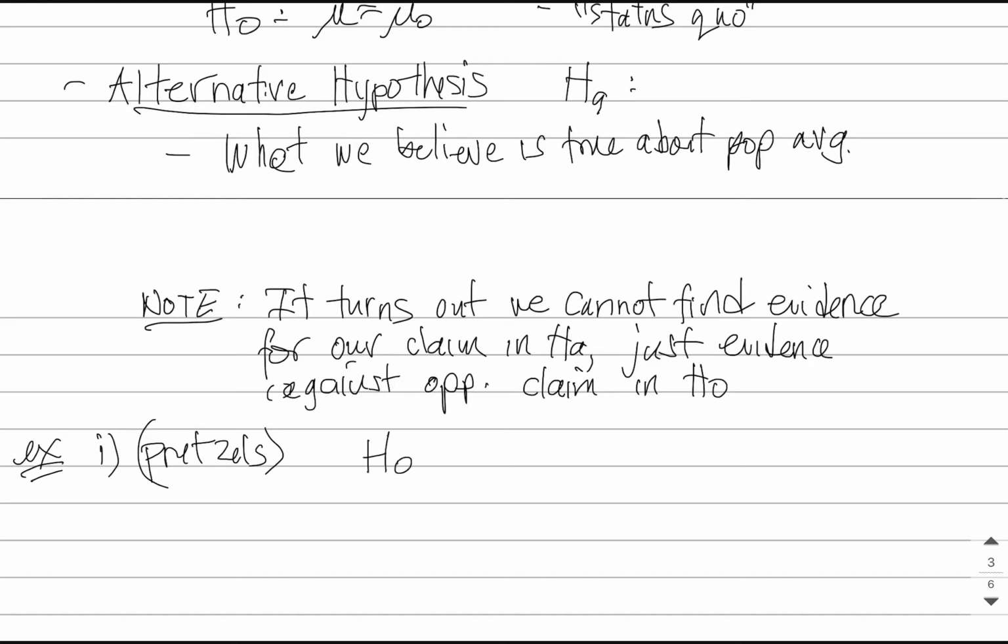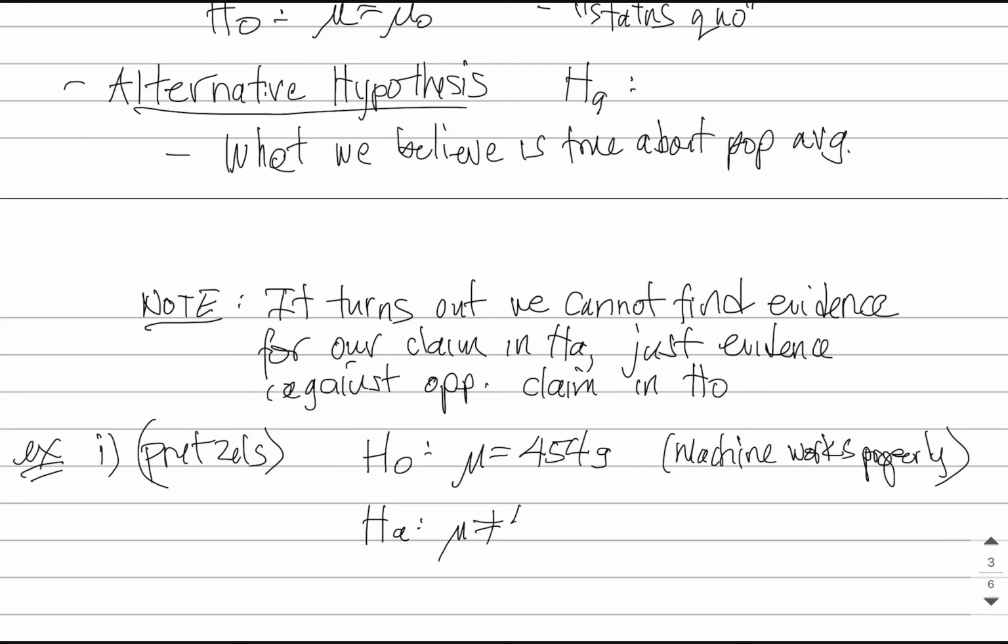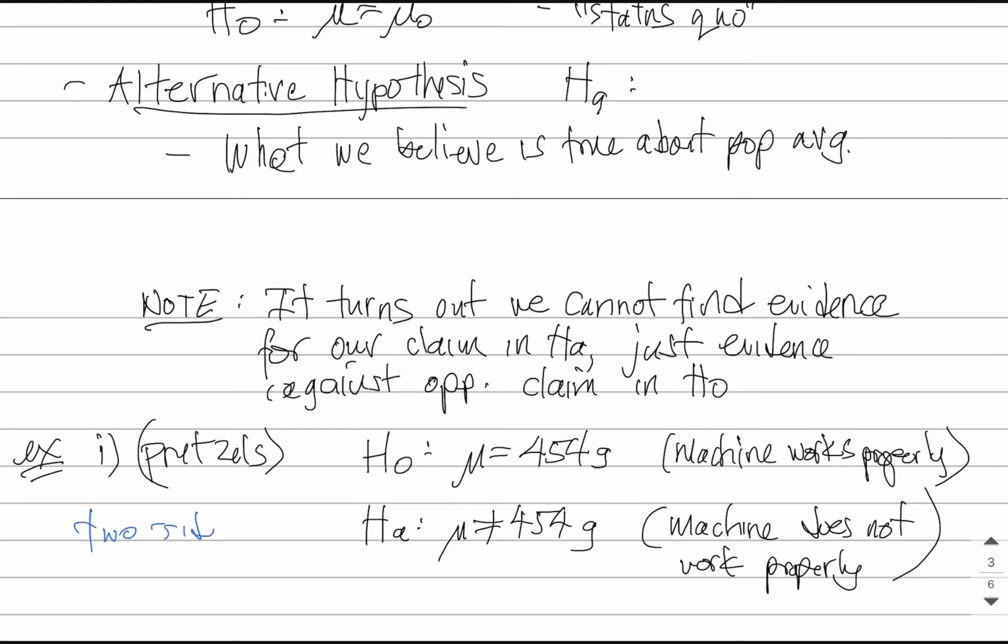Okay, so in every hypothesis test, we need to have two claims, two statements. There's the null hypothesis, the no change, that everything is working fine. And so the null hypothesis here would be 454 grams. Everything's great. The alternative hypothesis is the machine is broken. So in this case, the machine works properly in the null hypothesis, and in the other case, something's wrong. Now, we don't know how something is wrong, but all we can say is that the machine does not work properly. We are going to call this a two-sided alternative.